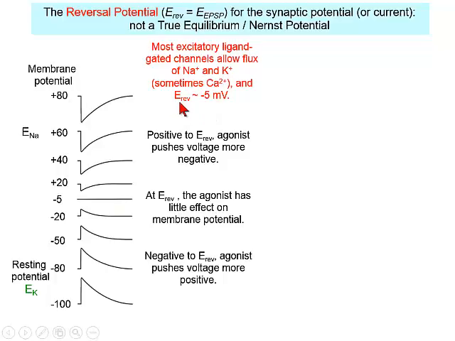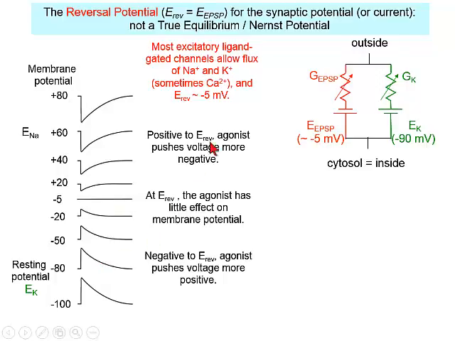And instead of calling it a Nernst potential or an equilibrium potential, because it's not, we call it a reversal potential, because the sign of the response reverses around the reversal potential. So at the reversal potential, the agonist has little effect on the membrane potential. Negative to the reversal potential, which is where most cells like to sit, right here at around minus 80, the acetylcholine pulse gives a positive push to the membrane potential. That positive push, if it's pushy enough, exceeds threshold. The muscle or the nerve fires an action potential, and the synapse has done its work.